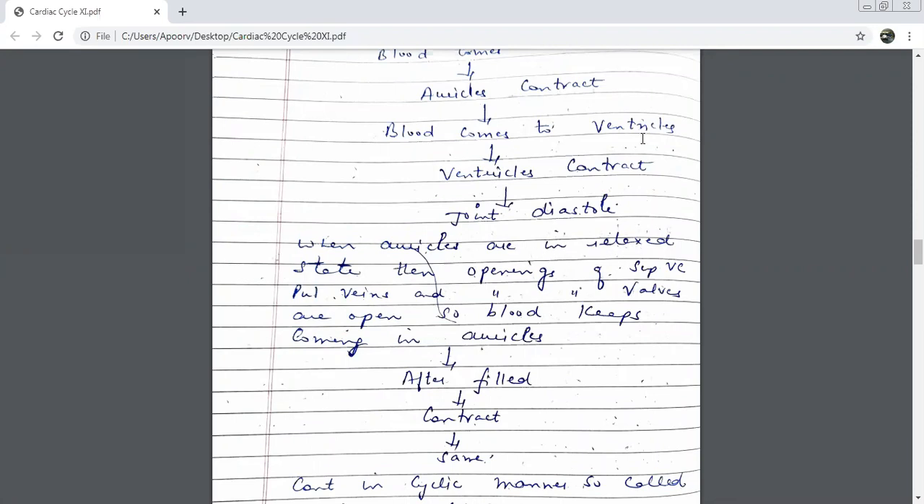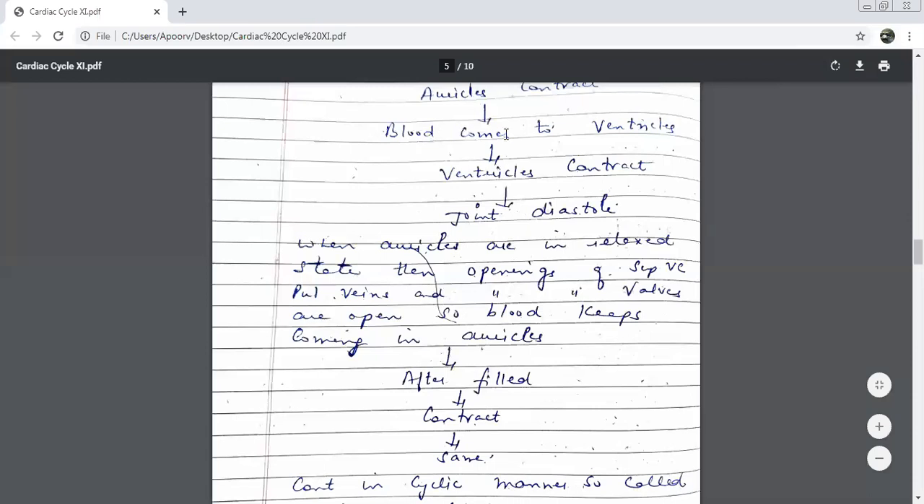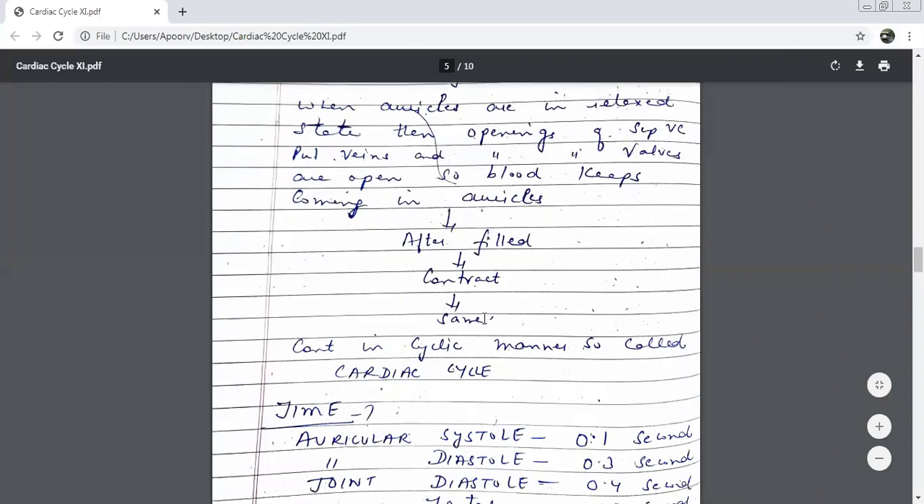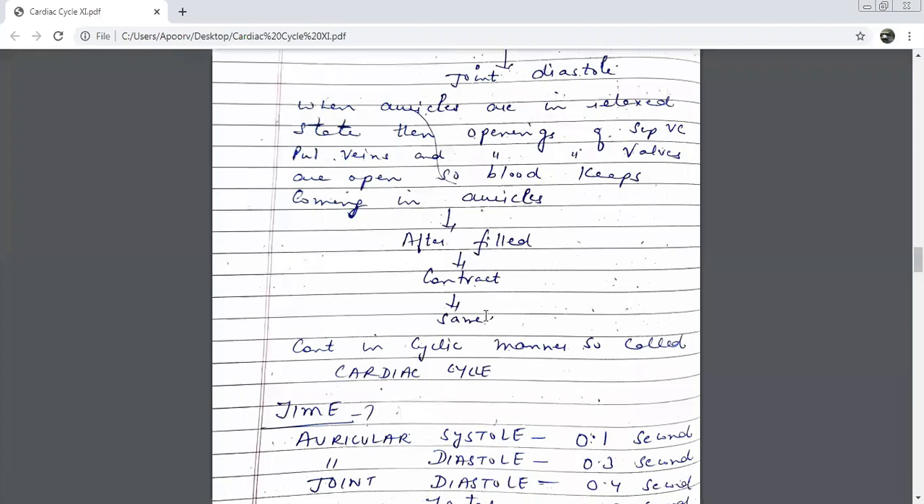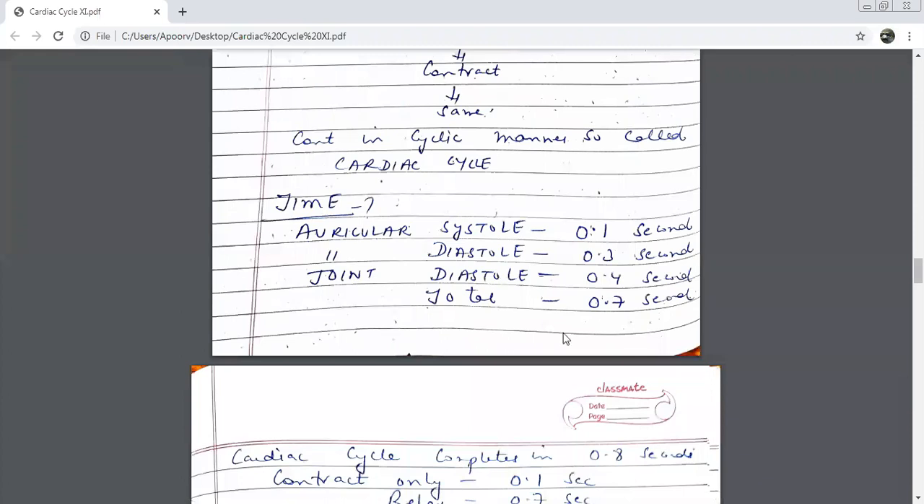When the ventricles were contracting, your auricles were already in what condition? Relaxed condition. देखो बेटा जब तक ये सब हो रहा था, blood came to ventricles and ventricles contracted, then joint diastole हुआ. All this time the auricles were again in a relaxed state. So the openings of the superior vena cava and pulmonary veins are all open. So blood keeps coming to the auricles. Again the auricles are filled. After they are filled, again they will contract, and the same thing will continue in a cyclic manner. That is why this cycle is known as which cycle? Cardiac cycle.